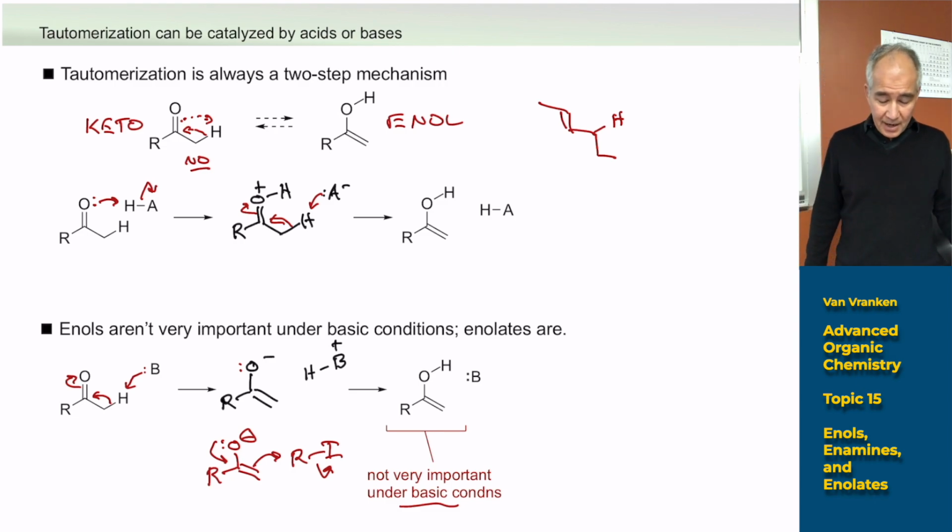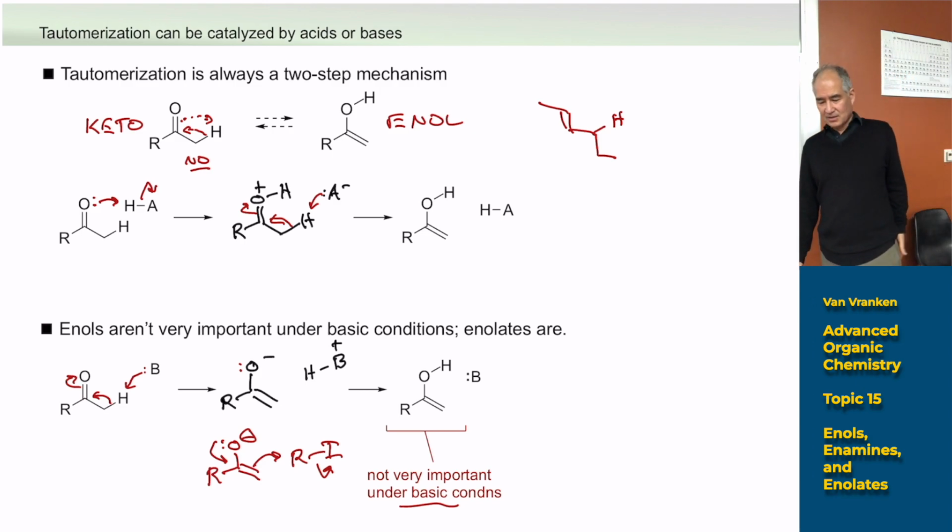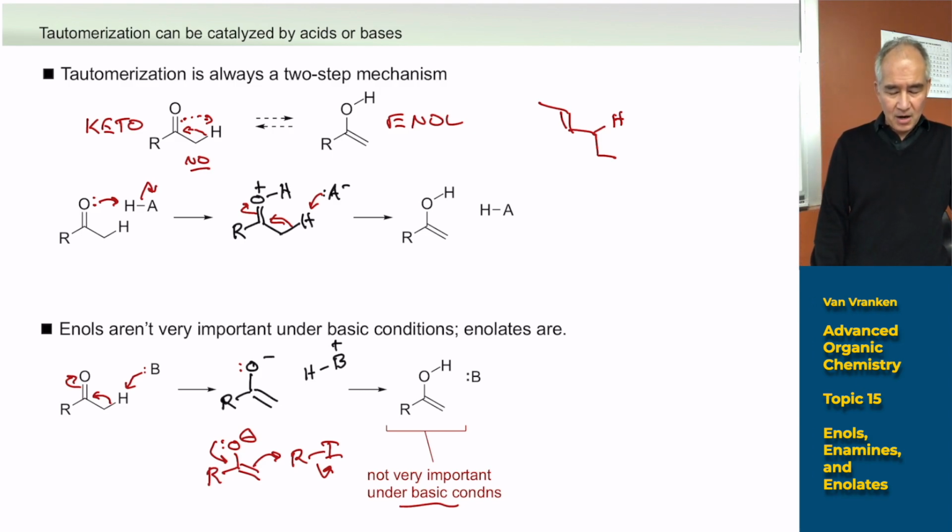Okay, I'm going to stop right there. When we come back, we're going to talk more about enols, enol ethers, enolates, enamines, nucleophilic pi bonds, and it's another powerful way to make carbon-carbon bonds.